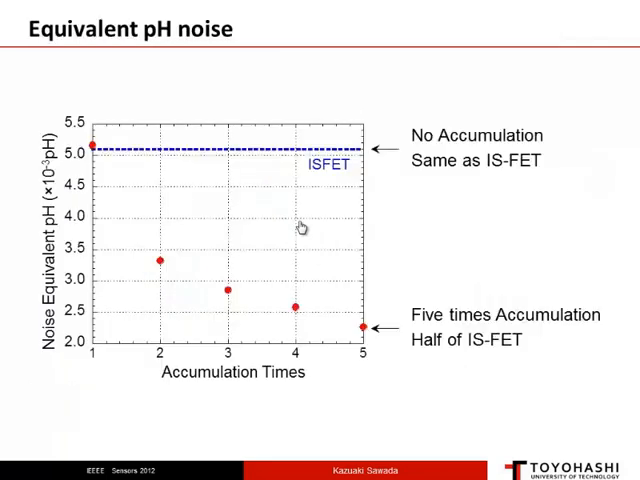Then we also checked the equivalent noise. This axis shows the accumulation times, and here is the noise power. With no accumulation, the noise component is the same as the ISFET. However, as the accumulation times increase, the noise drastically decreases, and with 5 times charge accumulation, the noise is decreased to half.